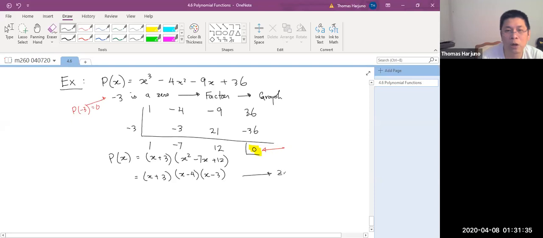The zeros are x equals -3, x equals 4, x equals 3, and all of them have multiplicity of 1. Right? Now, once we get the zeros with the multiplicities, remember we can do the sign graph and then the graph. So we can already factor, then you do the sign graph, and then you do the sketch of the graph.